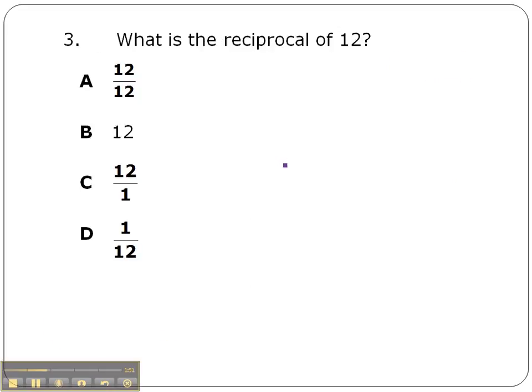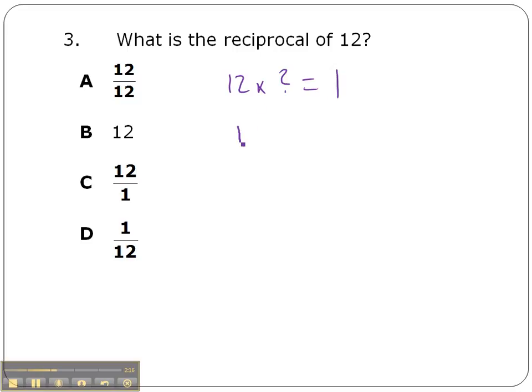Number 3, what is the reciprocal of 12? Well, remember when we did math cards, the reciprocal is, I want to make sure I give you the exact definition we used in class. Reciprocals are two numbers that have a product of 1. And what it really is, is a flipped fraction. So we want to find out 12 times what number equals 1.